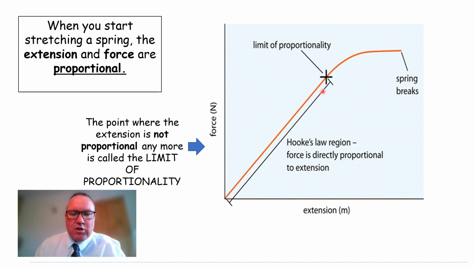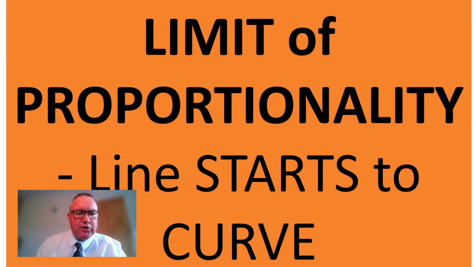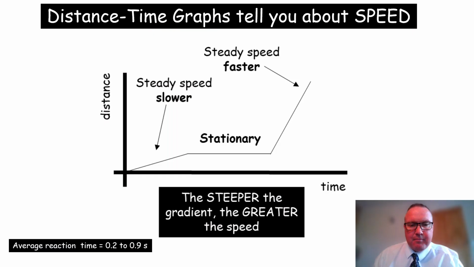But eventually we stretch the spring so much that the spring is stretched out of shape and the line is no longer straight. So because the graph isn't directly proportional anymore, we call that point on the graph the limit of proportionality. You might need to mark that on a graph, and the limit of proportionality is where the line on your graph starts to curve. So that's the forces topic.